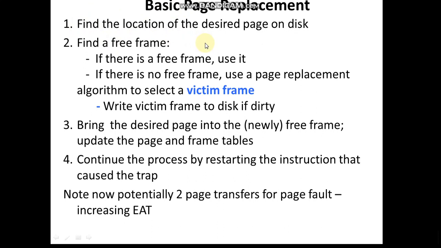First, find the location of the desired page on disk. Find a free frame. If there is no free frame available, use a page replacement policy using certain algorithms. The one which has to be replaced is called the victim frame. Write the victim frame to disk if it is dirty. Bring the desired page into main memory, update the page table and frame table, and continue the process by restarting the instruction that demanded the page, causing the trap. These are the basic requirements. In the next lecture we will look into some page replacement algorithms.